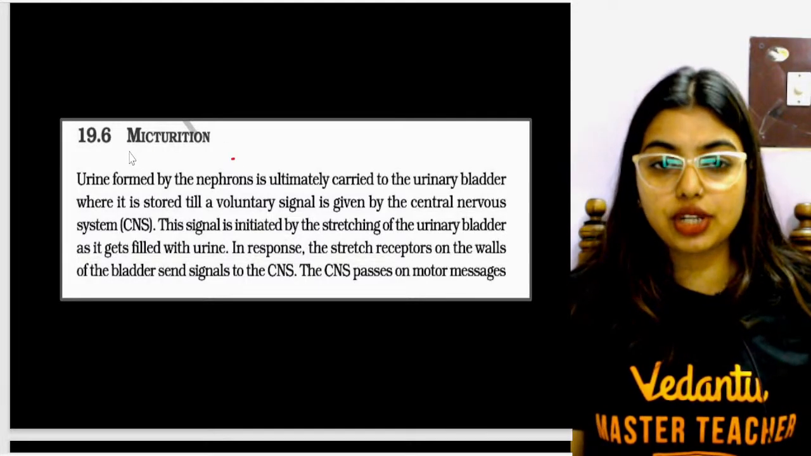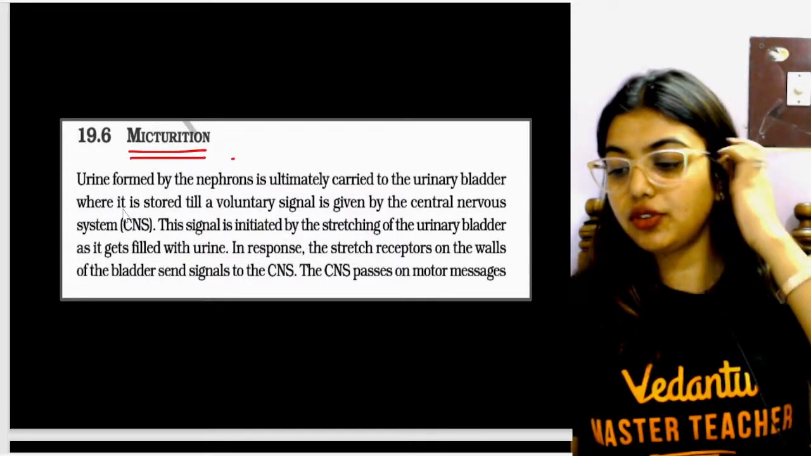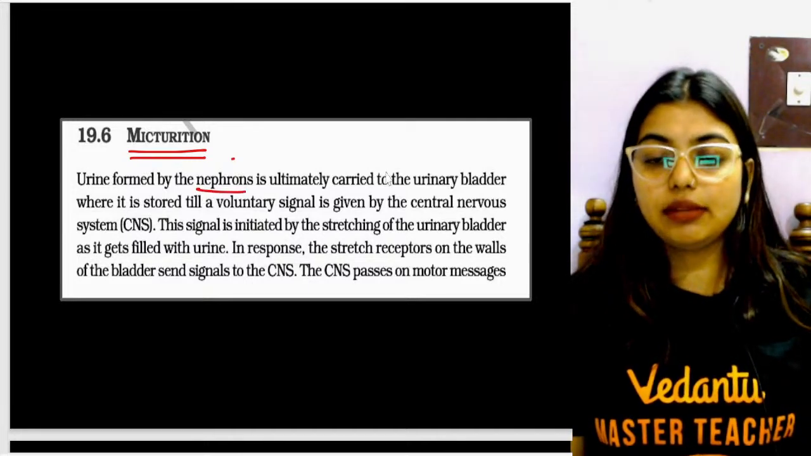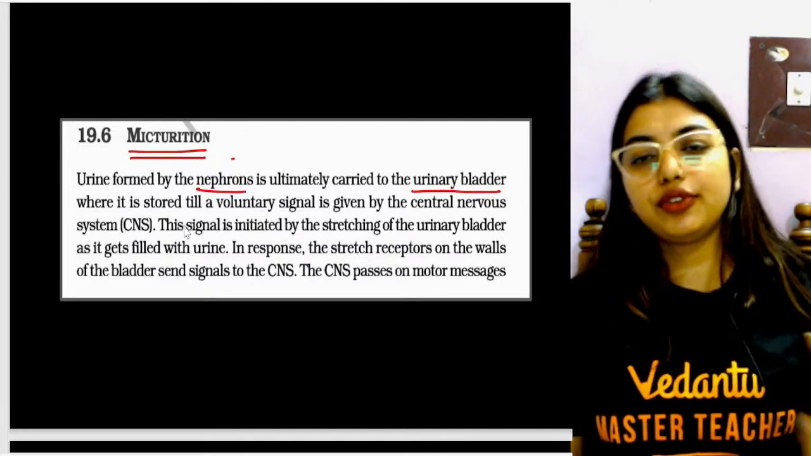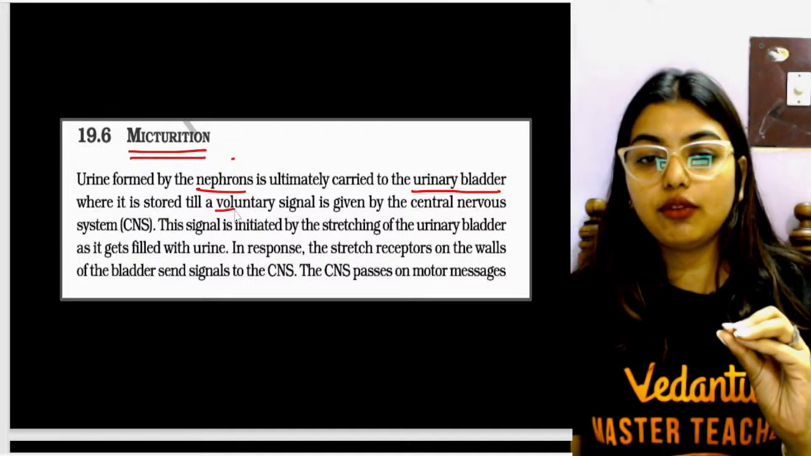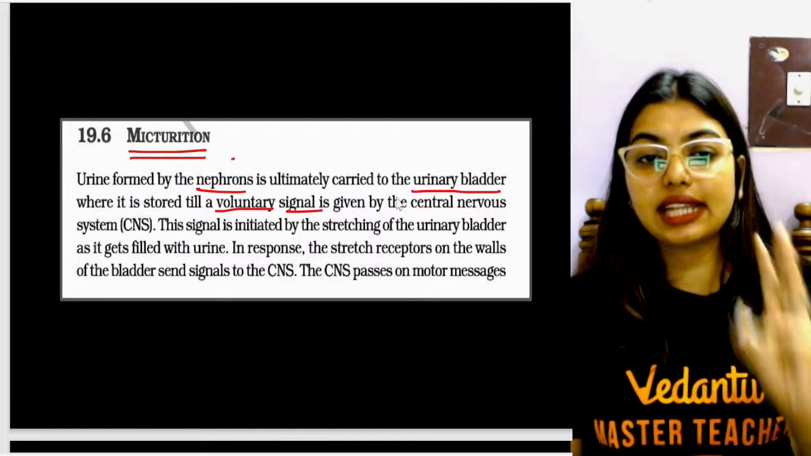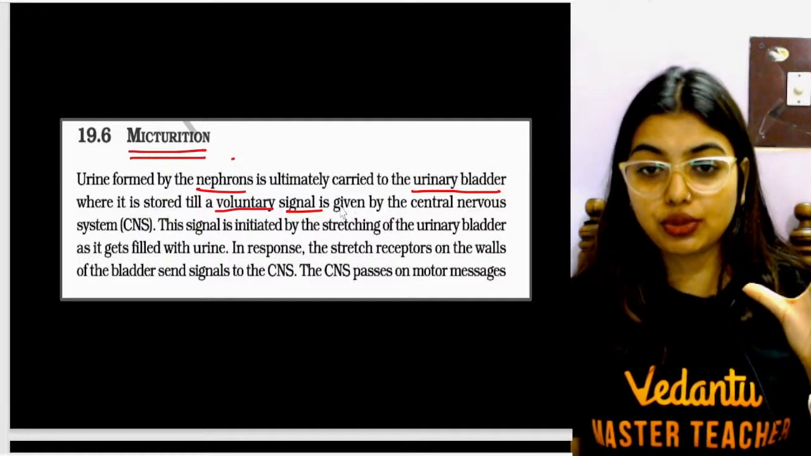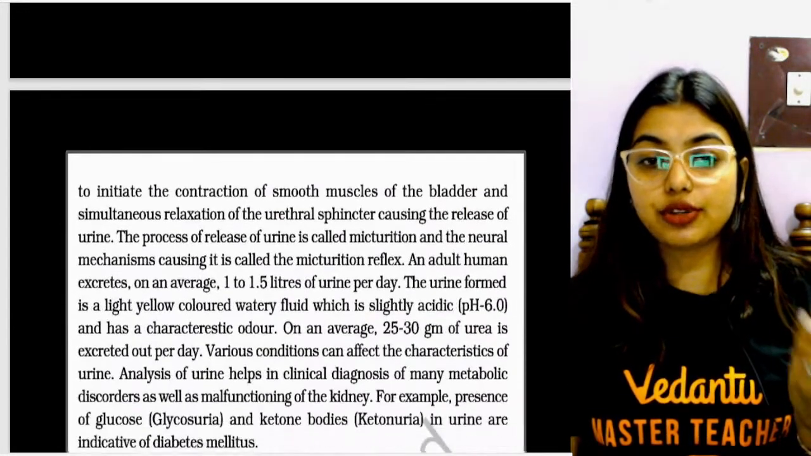Okay, now micturition, that is basically expulsion of urine. Urine formed by nephrons is ultimately carried to the urinary bladder. All of you know this, where it is stored till a voluntary signal is given by the central nervous system. Now, the signal is initiated by stretching of the urinary bladder, and the CNS is going to send the signal.